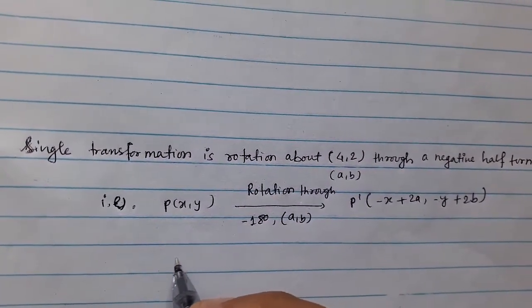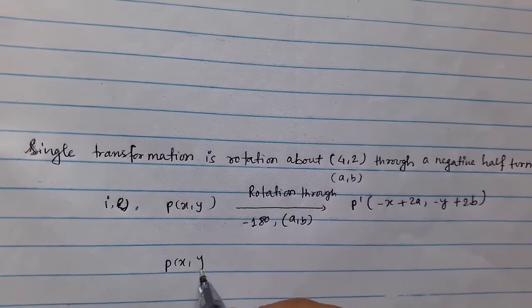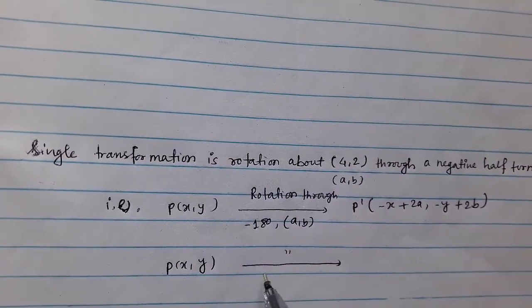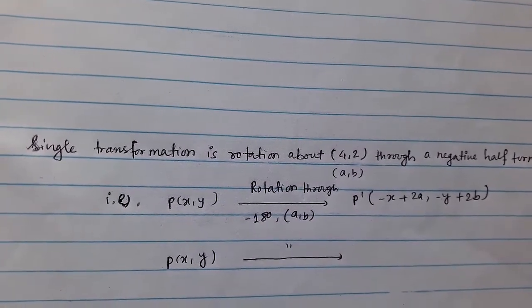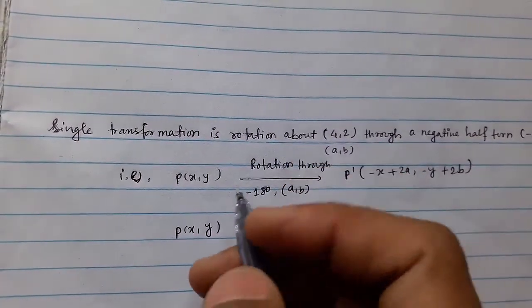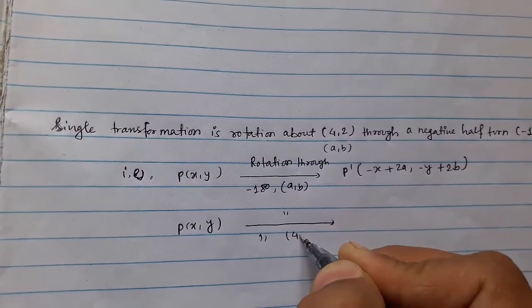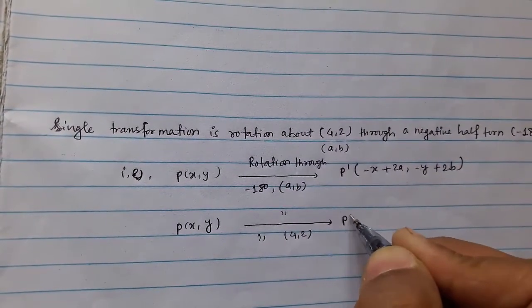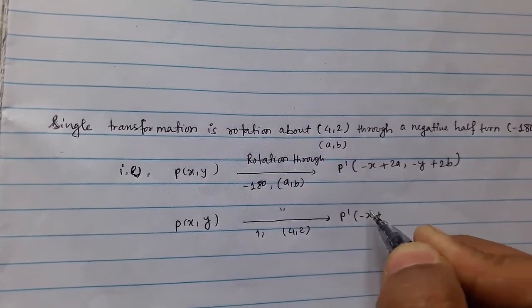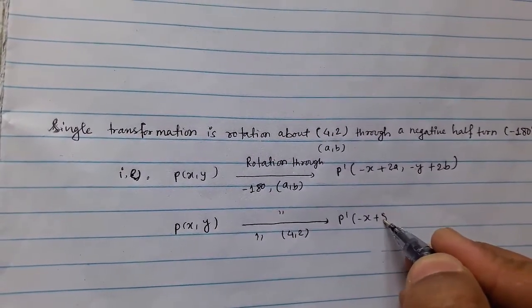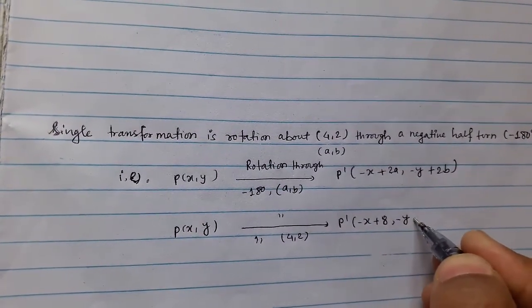Since we know the values of a and b under the same condition, here (4, 2), we get -x + 2 times 4, which is 8, since the value of a is 4, and 2 times 2, which is 4.